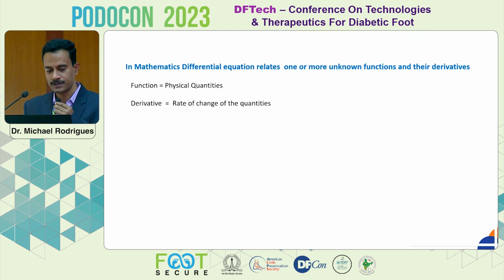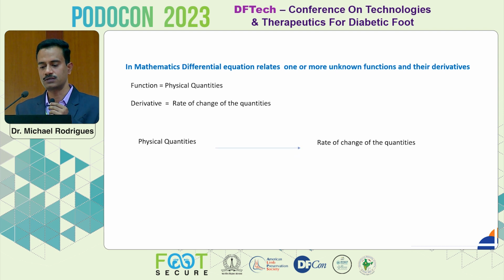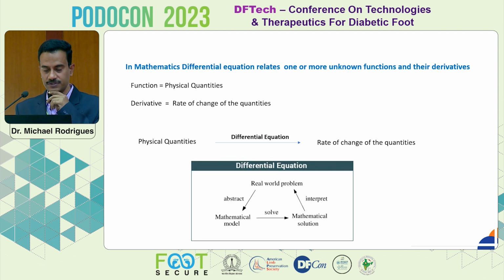So a differential equation in mathematics relates one or more unknowns with their derivatives. There is a function that is a physical quantity, and there is a derivative, which is the rate of change of that function. The equation that links the quantity and its rate of change is called a differential equation.